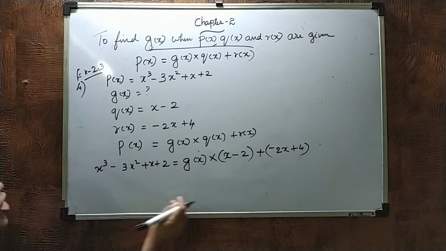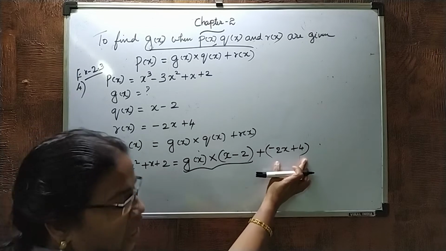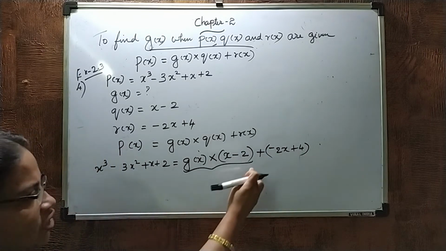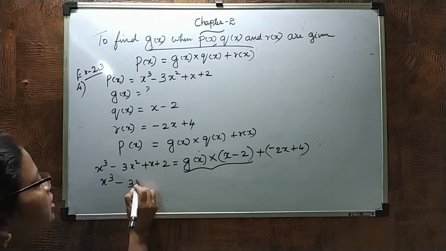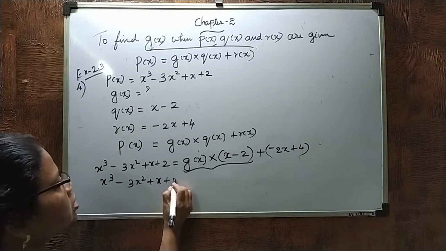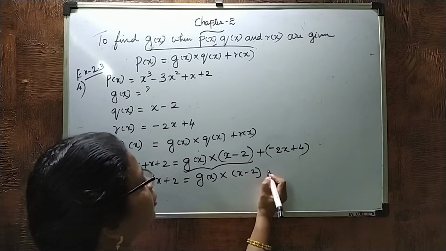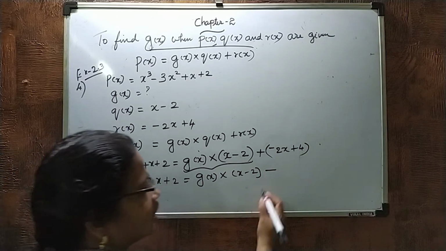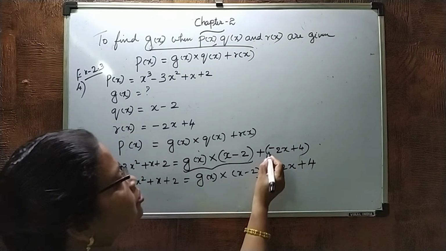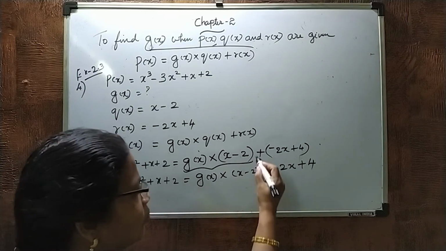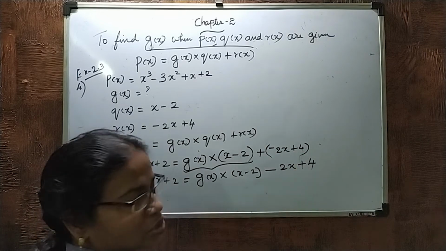Now look, here this is together, and this one is alone. Take it to this side. Before that, we will just take the sign correctly. So it is x cube minus 3x square plus x plus 2 equals g of x into x minus 2 plus into minus, it is minus 2x, plus into plus, plus 4. This minus is only for this 2x. So positive into negative, negative; positive into positive, positive. Remove the bracket.